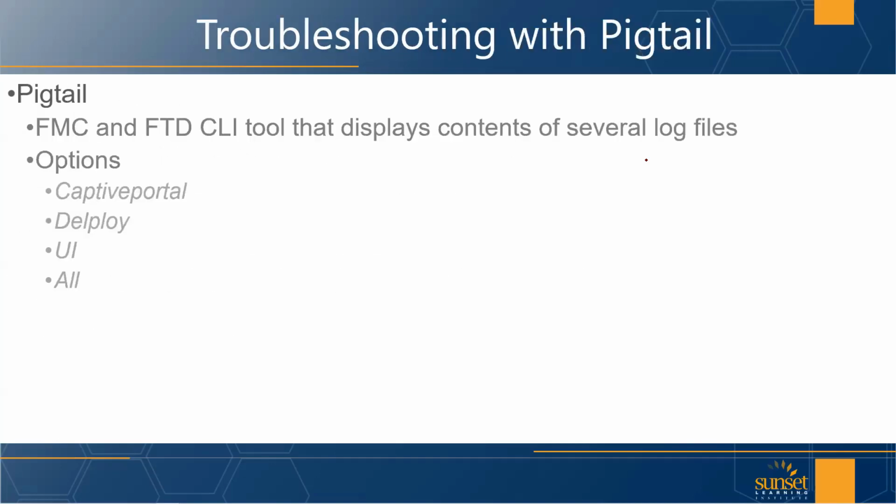Another thing we have is Pigtail. So Pigtail is actually really good. It's an FMC and FTD CLI-only tool that displays the content of log files. I have several log files there, so you can actually look using Pigtail and see inside those logs. They're very useful for troubleshooting. There are only 4 options from the main command line, though. You can debug all the user interface, anything that's going on with deployment, and then captive portal.